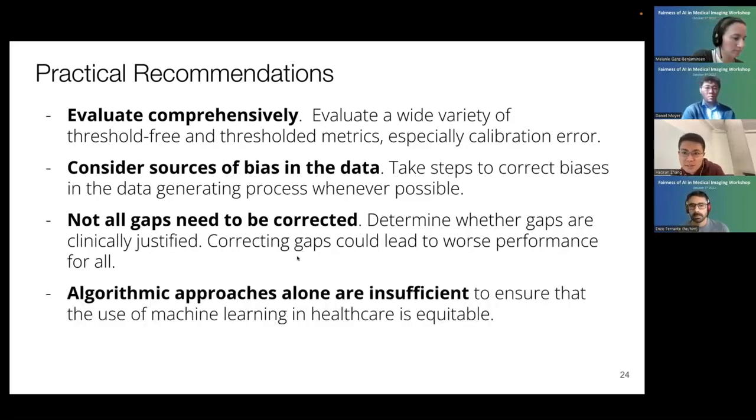Finally, I'll conclude by saying that algorithmic approaches alone are probably insufficient to ensure that the use of ML in healthcare is equitable. You would really need better data collection. You need a lot of clinical and domain expertise in order to make sure that we have equitable ML for healthcare.